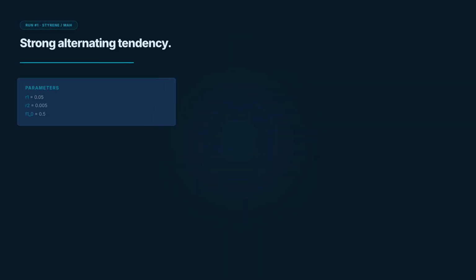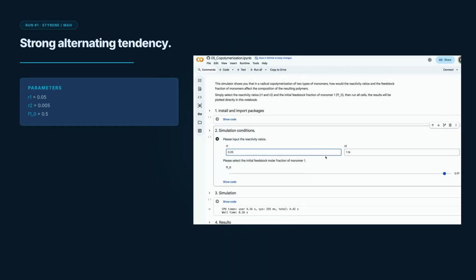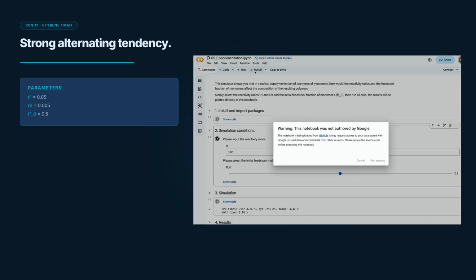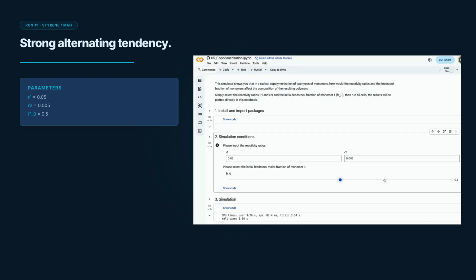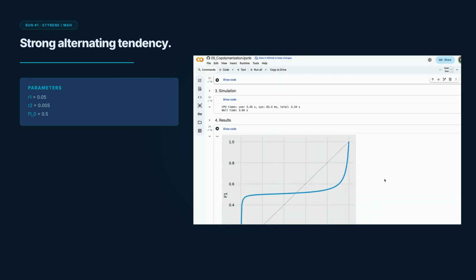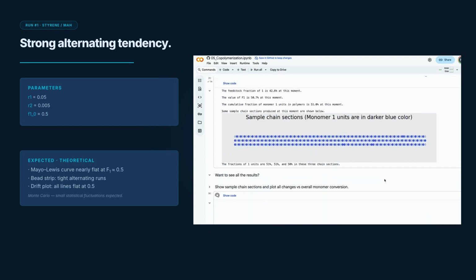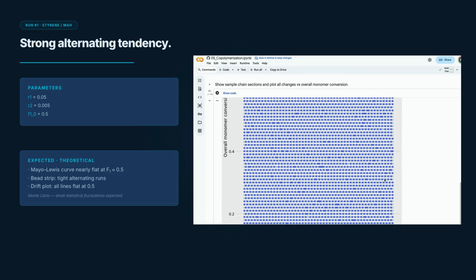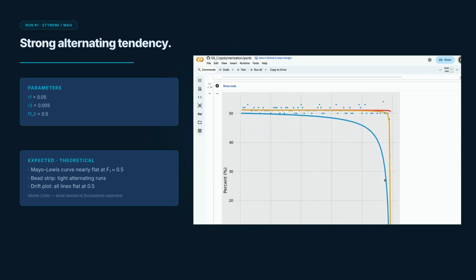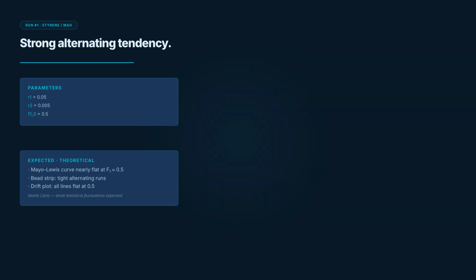Open the Module 5 notebook. R1 0.05, R2 0.005, feed fraction 0.5. Run all. The Mayer-Lewis curve is nearly flat near F1 equals 0.5. The bead visualization shows tight alternating runs of monomer 1 and monomer 2, and the drift plot stays horizontal. The chain composition does not change as the reaction progresses.